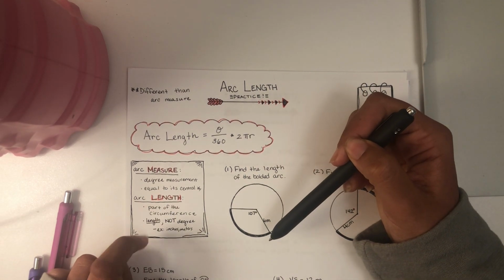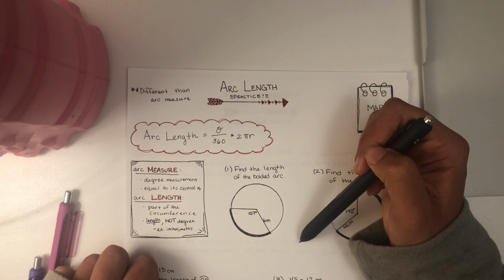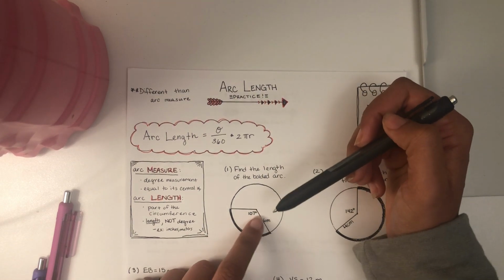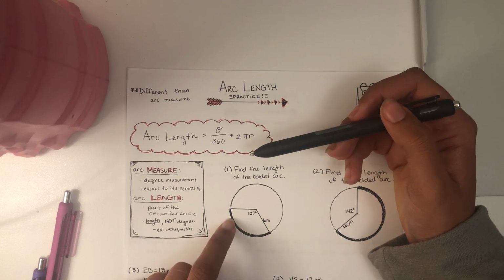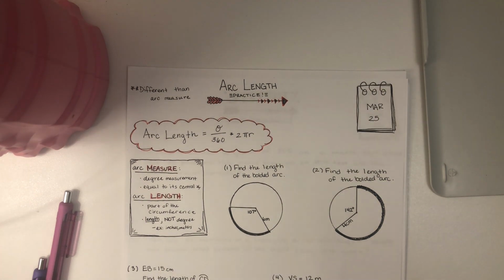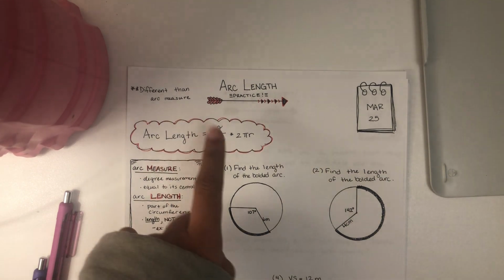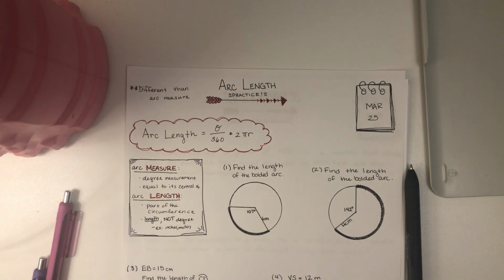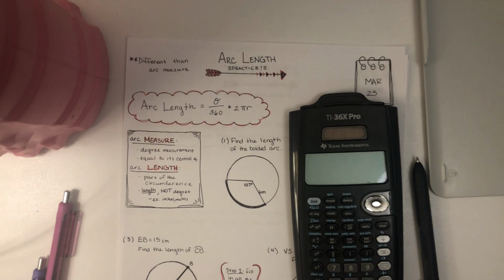We're looking for arc length, and that's a part of the circumference, and that's a length, not a degree. So it'd be in inches or meters or something like that. So we're going to use this information to figure out how many inches, or in this case, meters long the bolded arc is. All right, so find the length of the bolded arc. We are using this formula. And you will need a calculator.